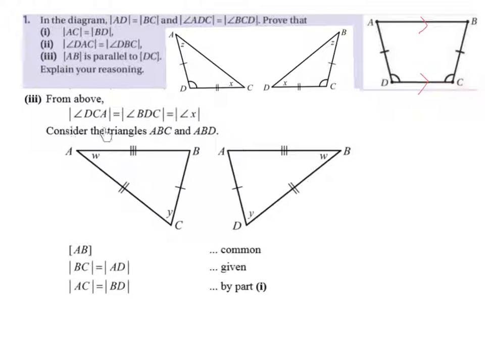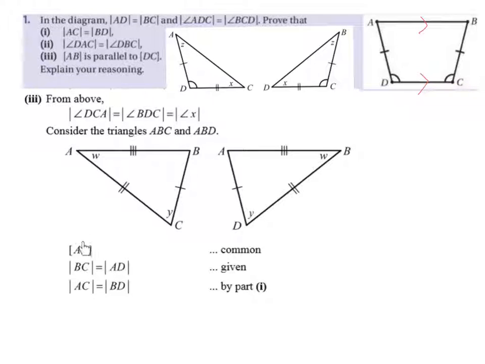Okay, so now consider the triangles ABC and ABD. Again, I've drawn them out separately and pulled them apart, but if we were to stick these two together, it would form the same shape.